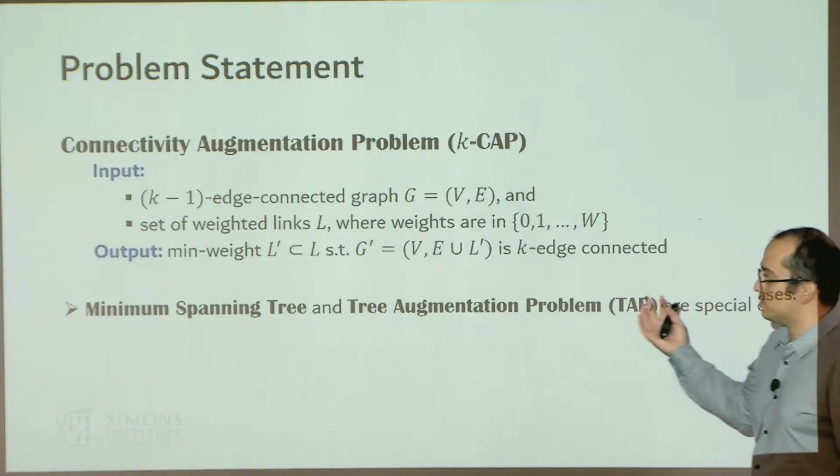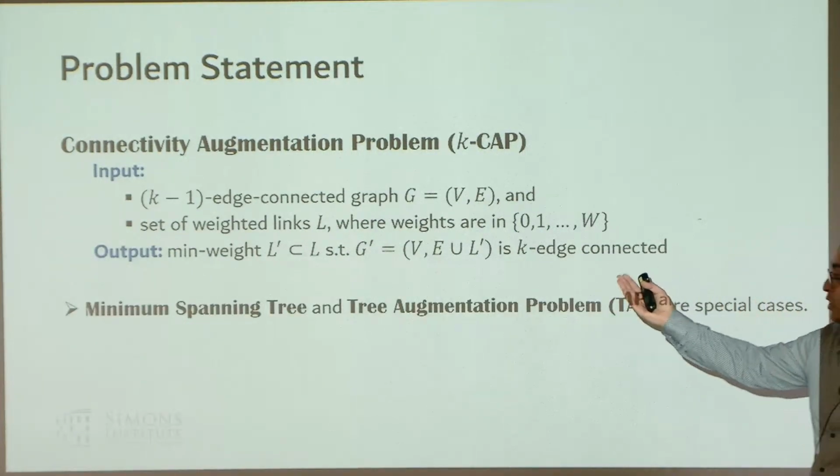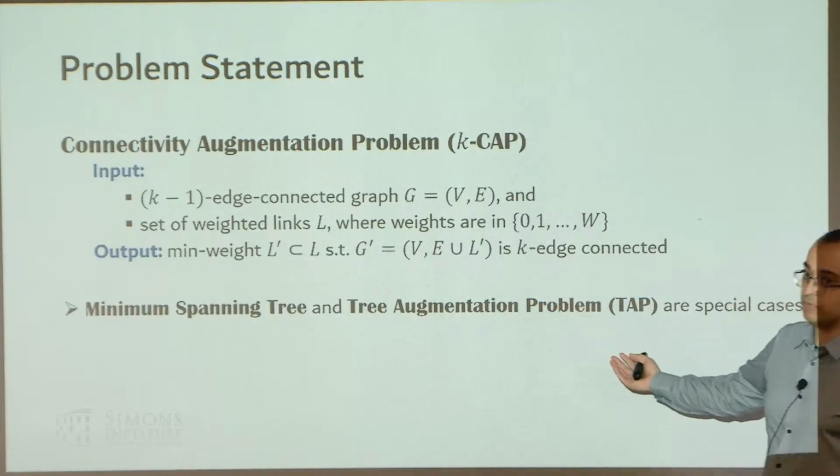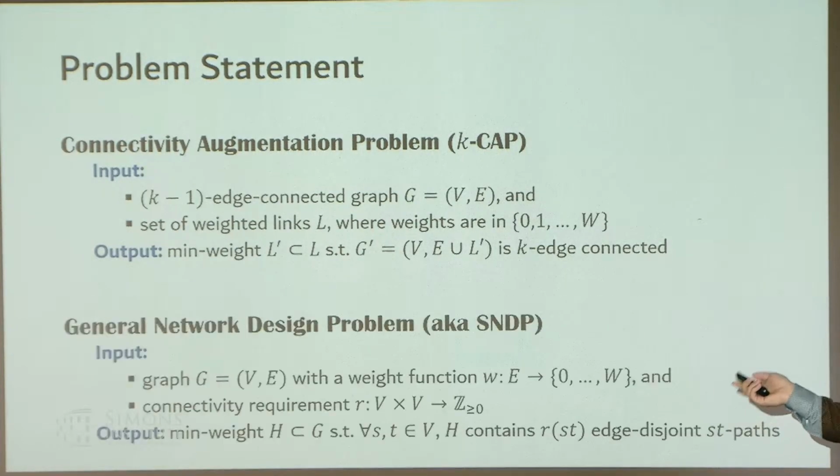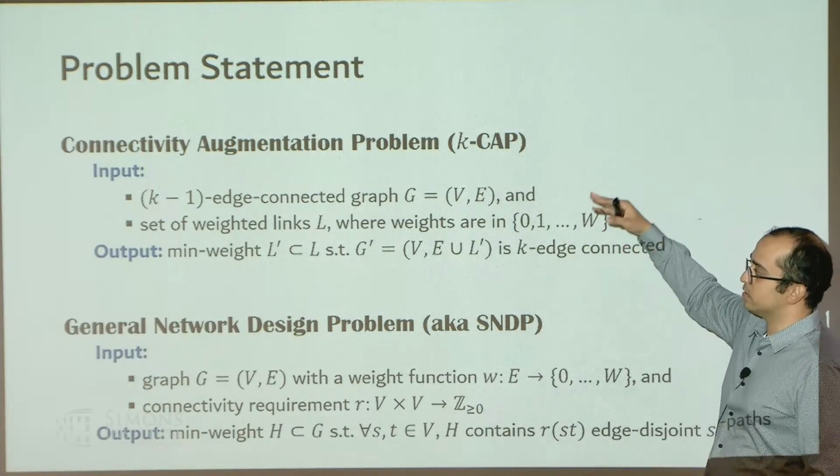This is a well-studied problem. For instance, minimum spanning tree and the tree augmentation problem are just special cases of this problem when we set K equal to 1 and K equal to 2. And this is just increasing the connectivity by 1.